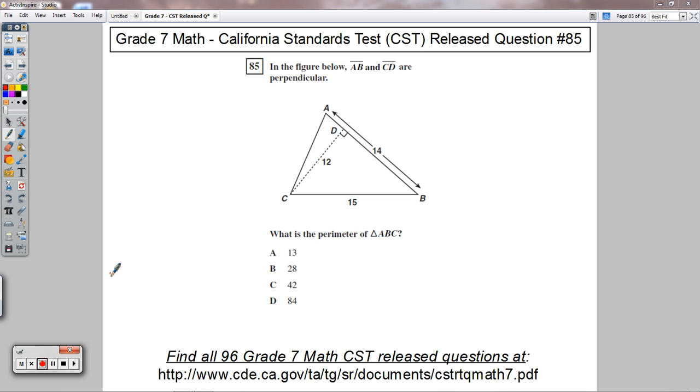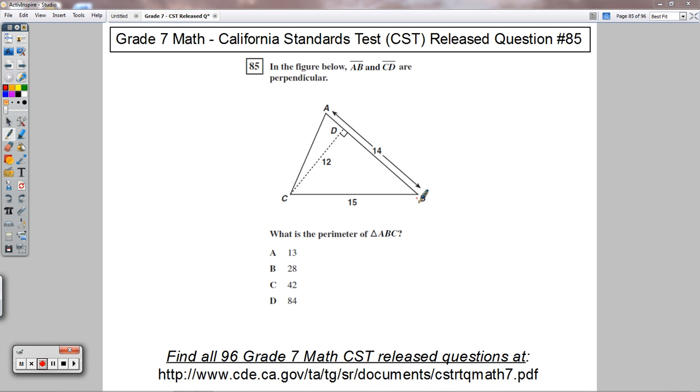Welcome to question 85. This one says in the figure below, segment AB and segment CD are perpendicular. So they already have that labeled right there with the box in the corner. Got 90 degrees. What is the perimeter of ABC? So the perimeter of the whole outside triangle, the big triangle that we see there.